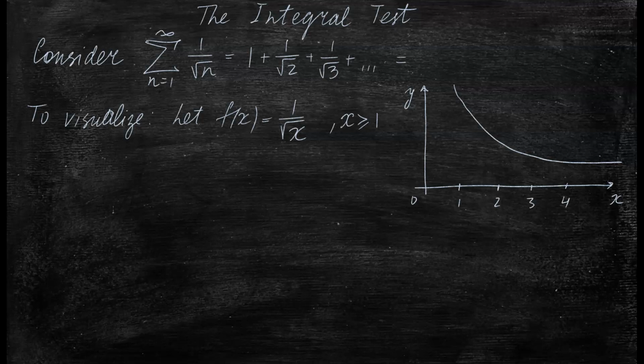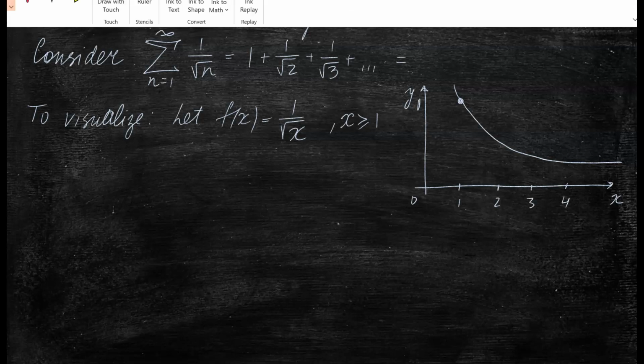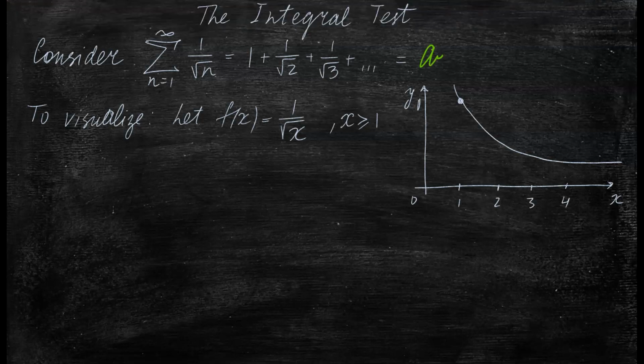So the series can be expressed or visualized as the area of this bar, which is 1, plus the area of this bar, which is 1 over root 2, plus the area of this bar, which is 1 over root 3.